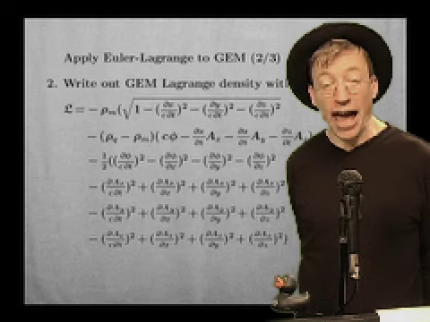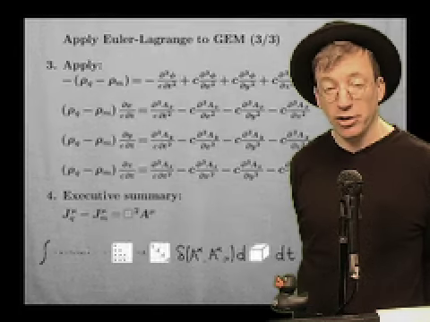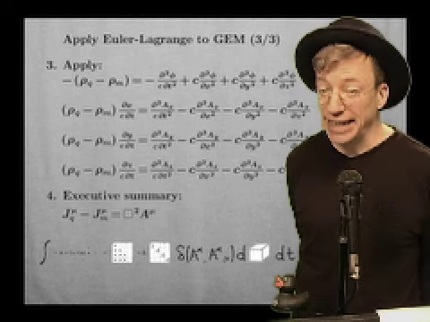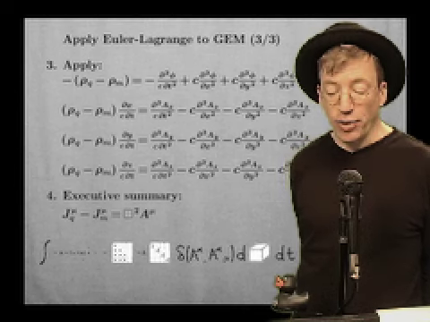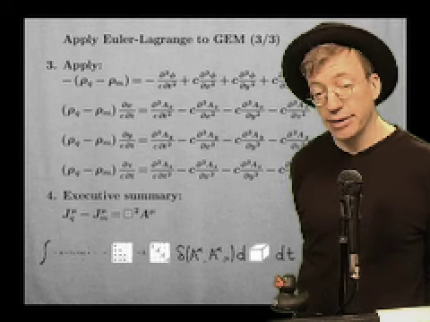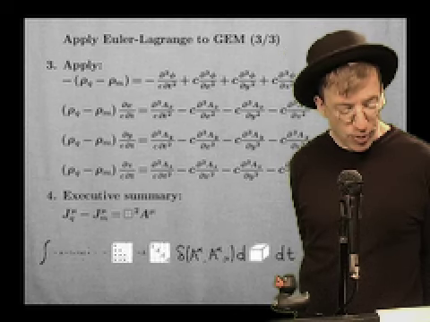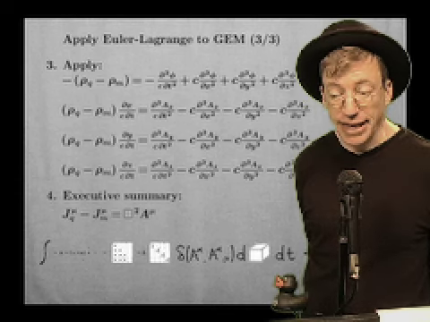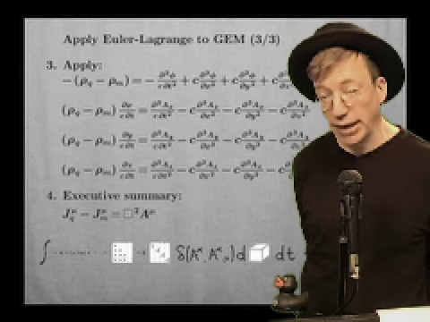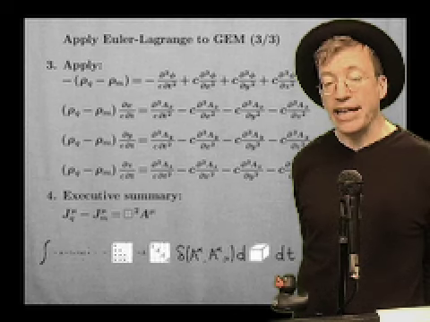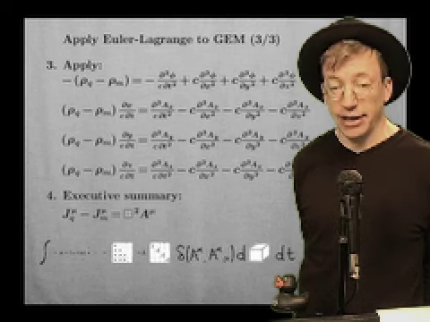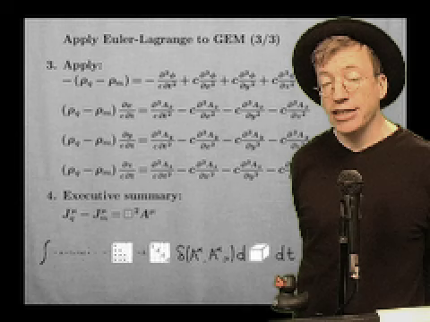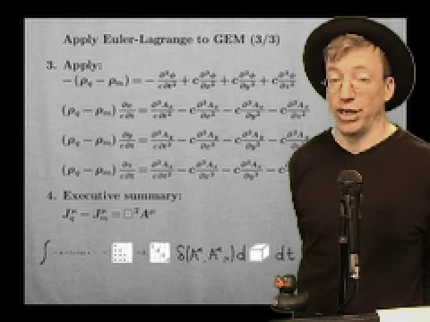Okay, well, if you now apply the Euler-Lagrange equations to the GEM Lagrange density, what you end up with is on this slide here. You end up with a bunch of terms, and what's really amazing is that there's a simple summary of this whole thing: it's just one current density, the electric current density, minus the mass current density, is equal to a 4-dimensional wave equation.